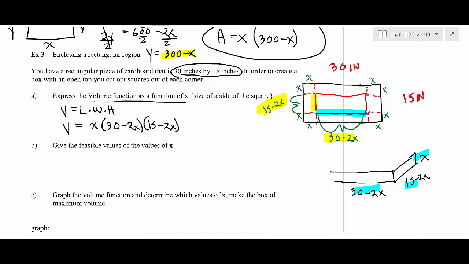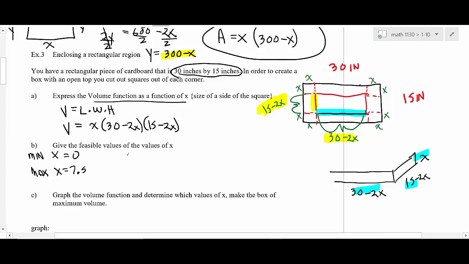How about this way? If that side is 15, what's the biggest thing you can chop off there? 7.5. That's the idea. Once you get past 7.5, it doesn't make any sense anymore. So what I'm saying by the feasible region is this: the minimum x would be 0. Of course, if you chopped off nothing, you would have no box, but you could chop off 0.001 and still get a tiny box. And the maximum would be not 15, but 7.5.